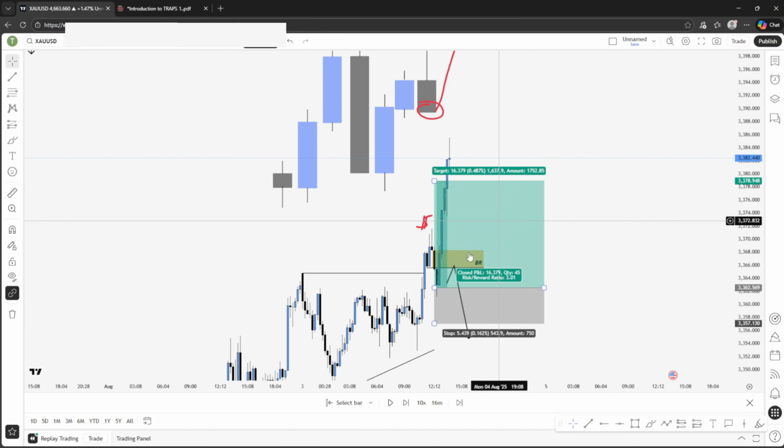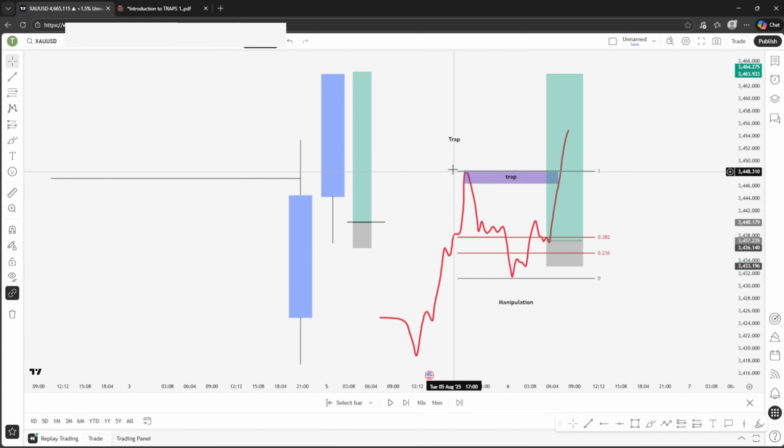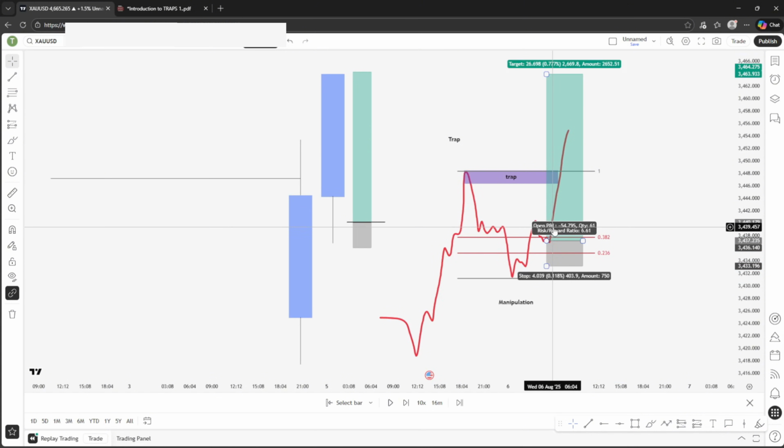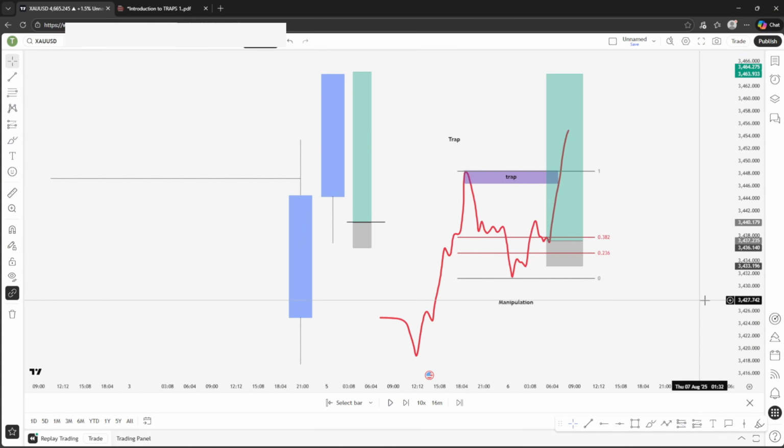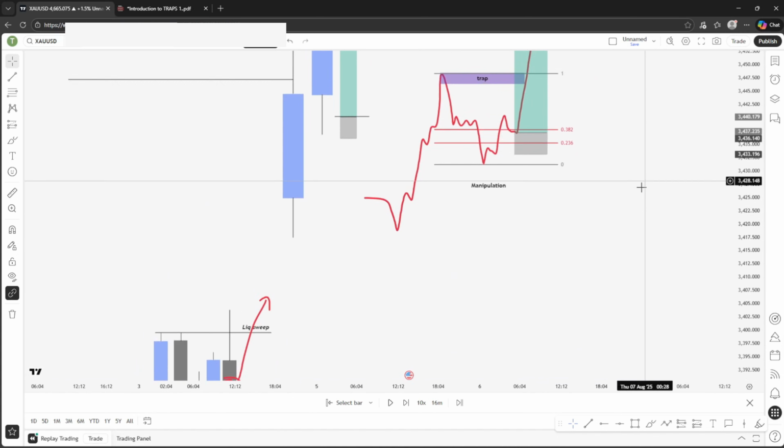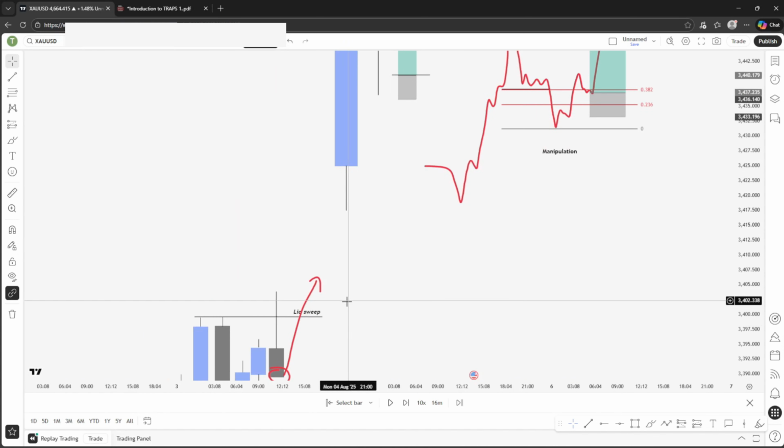So let's go over how to enter inside the manipulation, because this is the real manipulation, not this liquidity sweep. So this is one of many ways to enter these buys. By the way, I use a bit of a different entry model, as you can see. But for most people, this will be much better than the liquidity sweep sells.